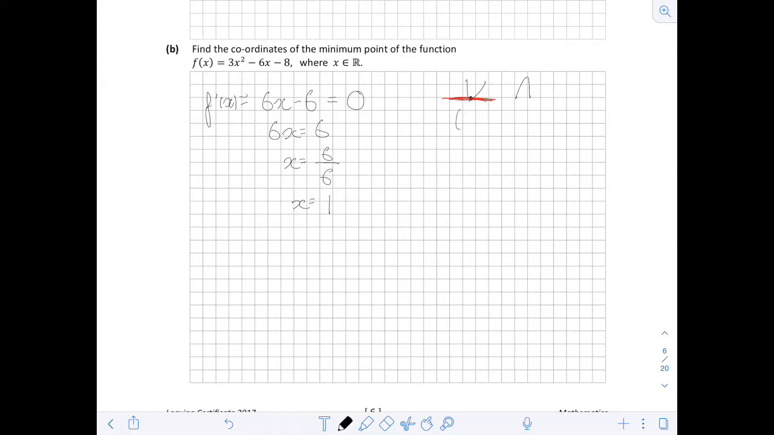So at this point here, the x coordinate is 1. We still don't know the y coordinate. To find the value of y, we want to know what the function equals when we input a 1. So f of 1 is equal to 3 bracket 1 squared minus 6 bracket 1 minus 8. That's equal to minus 11. So the coordinates of this point here are 1, minus 11. And that's the coordinates of the minimum.